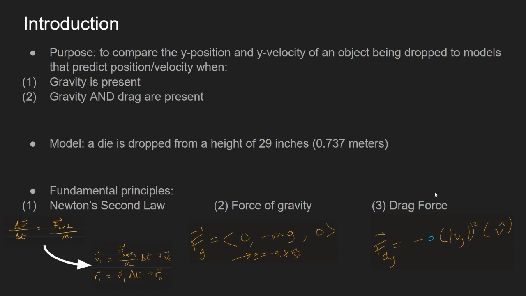And then the drag force equation, which I was only concerned with in the y direction for this experiment, which is equal to negative b, where b is a proportionality constant that is found through trial and error, times the y velocity, which only matters in the magnitude sense for this experiment. So the magnitude of velocity squared times the direction of velocity.